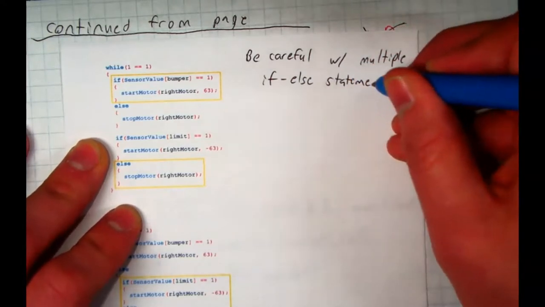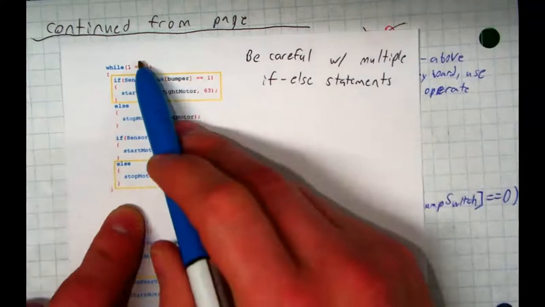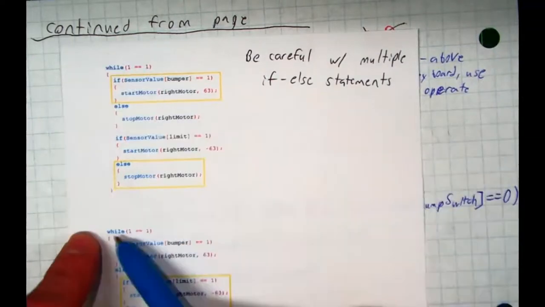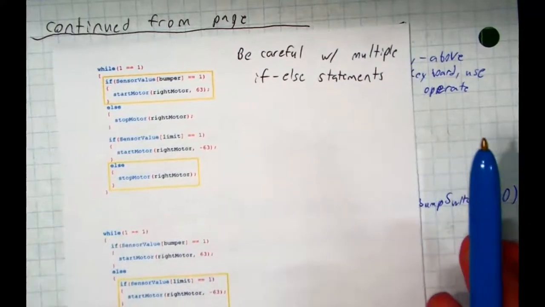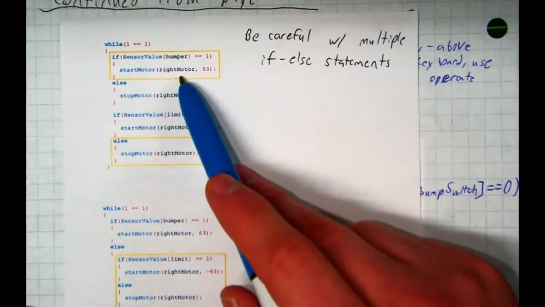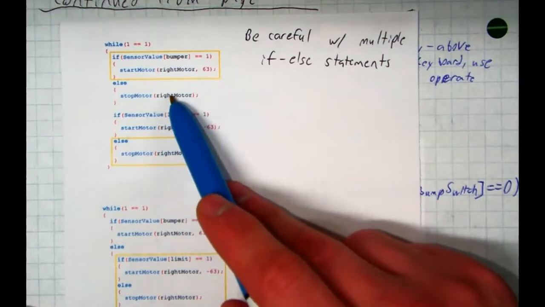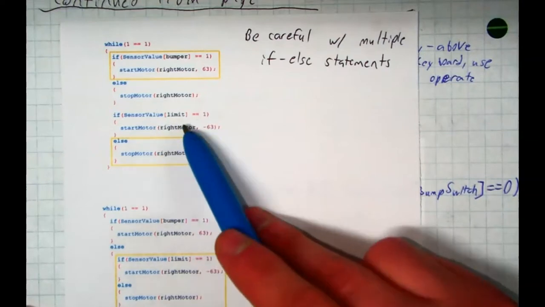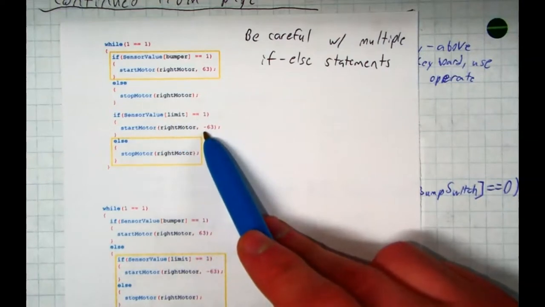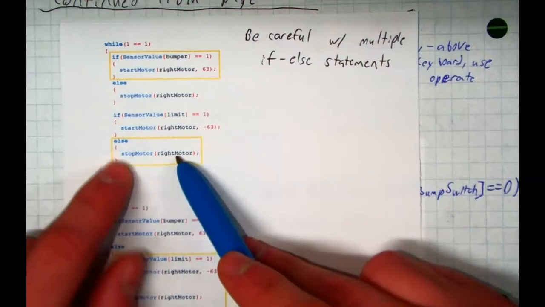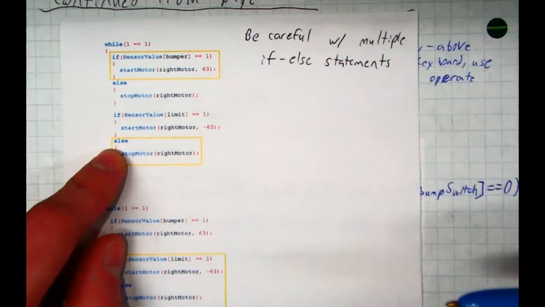So let's look at this first example right here. It says while 1 equals 1, and there's a bunch of brackets around it. You can assume there's a task main above it, another bracket below, whatever. But it says if the bump switch is pushed, turn the right motor on. That makes sense, right? Then it says if it's not pushed, turn the right motor off. And then it says if the limit switch is pushed, what does it want to do? Right motor on in reverse, exactly. And then if that's not pushed, of course, again, turn the right motor off.